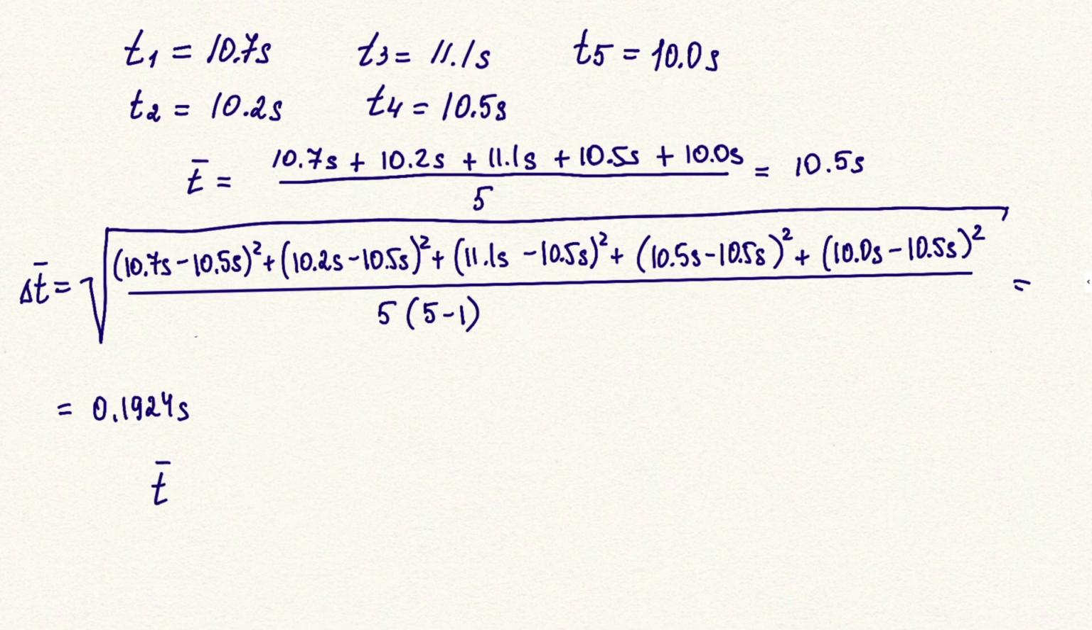And now we can write the answer. So my average value of time turned out to be 10.5 plus or minus, I will round up my error, 0.2 seconds. That was easy, and that's how you do it.